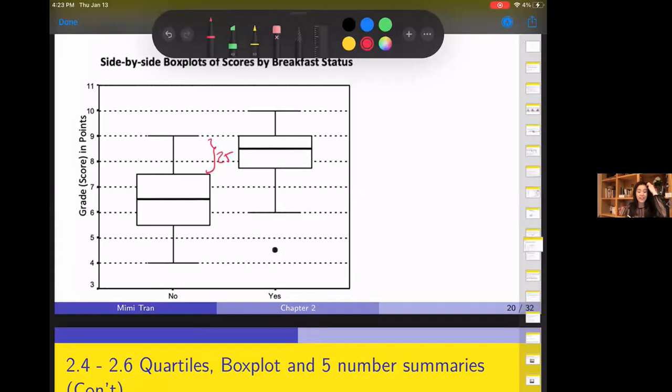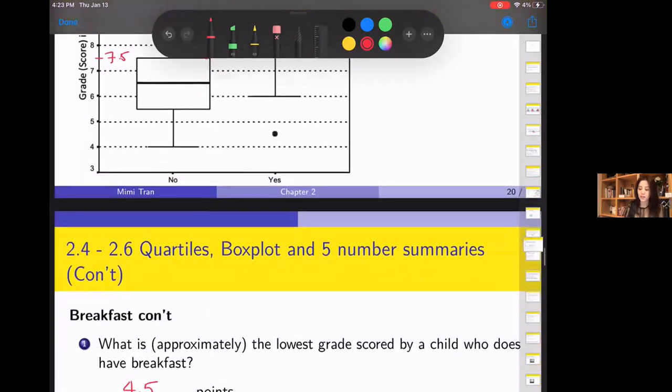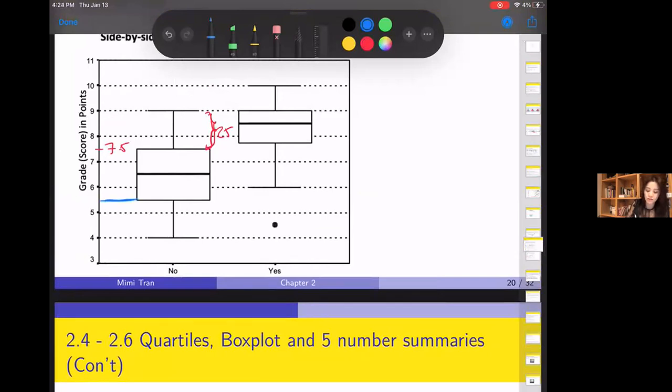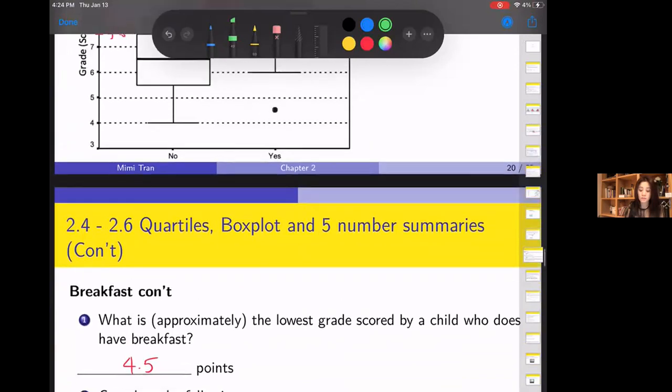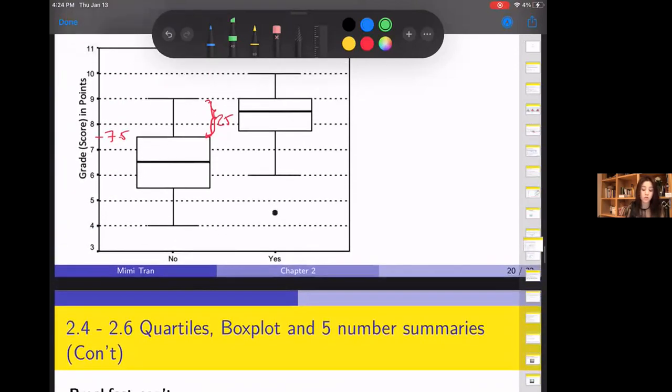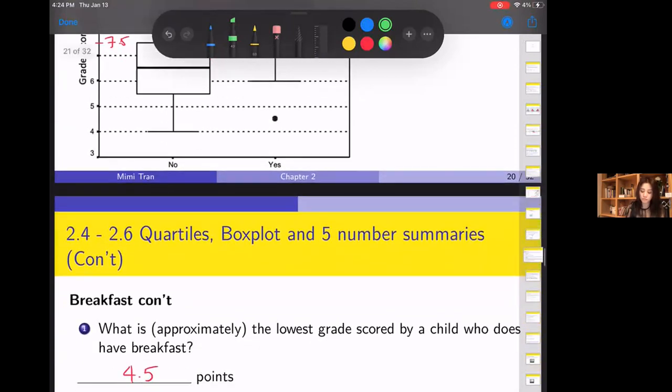Yeah, it's 7.5. Why is it 7.5, Randy? Out of all the data points, if we're looking at the top 25%, it's going to be at least 7.5. Yeah, because of the word at least, right? The number of children who have a grade score of at least 7.5 is the 25% above, not 25% below. So this question is kind of deceiving, because it says 25%. A lot of students will choose 5.5, thinking that's 25%, that's Q1. But you have to be careful because the word at least changes everything. If I wanted to say at most, it would be Q1, 5.5. Okay, very good.